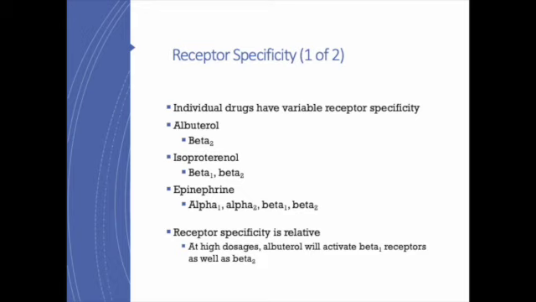Now, the concept of receptor specificity isn't an absolute concept. The ability for a drug to selectively activate certain receptors depends on the dose. At very low doses, selectivity is maximal. But as you increase the dose, the selectivity of the drug will decline. This is an important concept to remember. So for example, when you give albuterol in low doses, the drug is highly selective for just the beta-2 adrenergic receptor. But when you increase it to very high doses, it will also activate the beta-1 receptor as well.